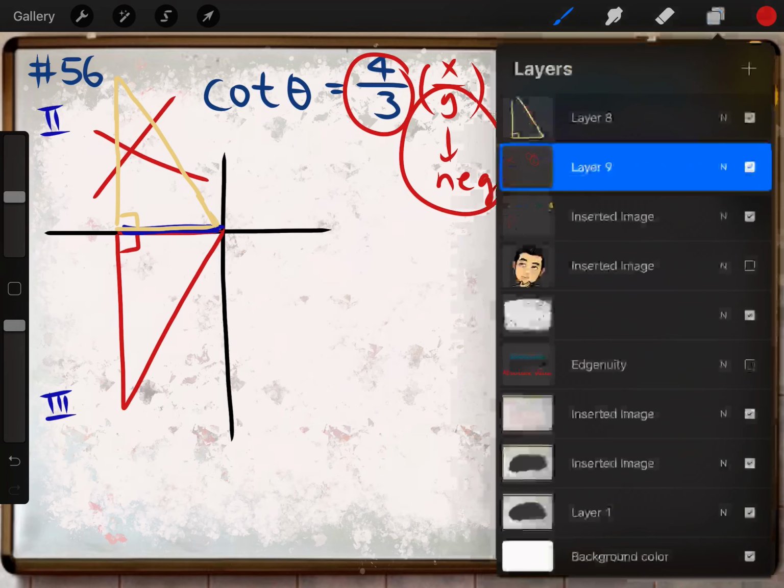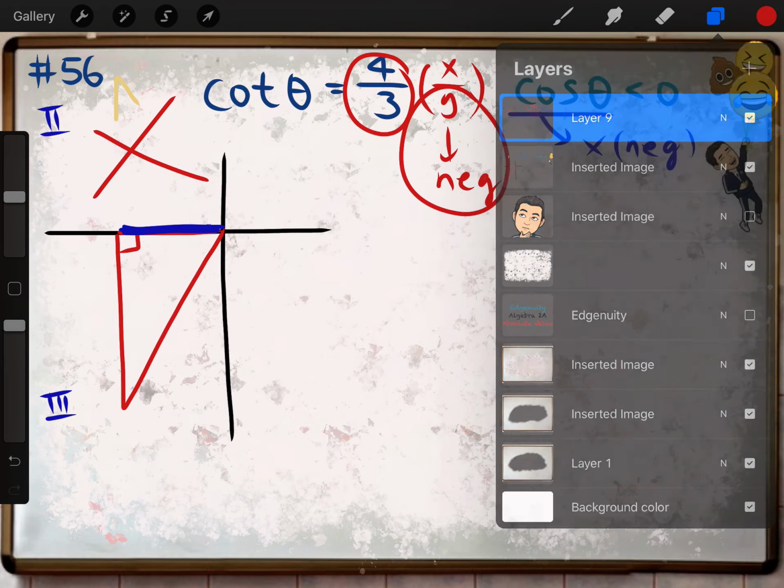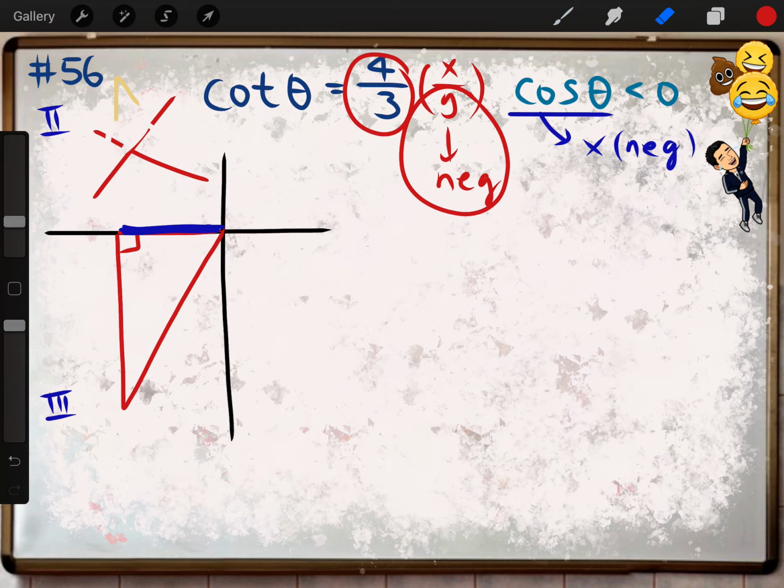All right, so this is what I'm going to do. I'm going to go ahead and erase this one, and we're going to erase quadrant 2 entirely. Okay, so let's just work on quadrant 3. So we know that x is 4. So let me label 4 right here. It's going to be negative 4, my bad. And then y is going to be negative 3. Okay, so 4, 3, and if you apply the Pythagorean theorem, you're going to find out that r equals 5.